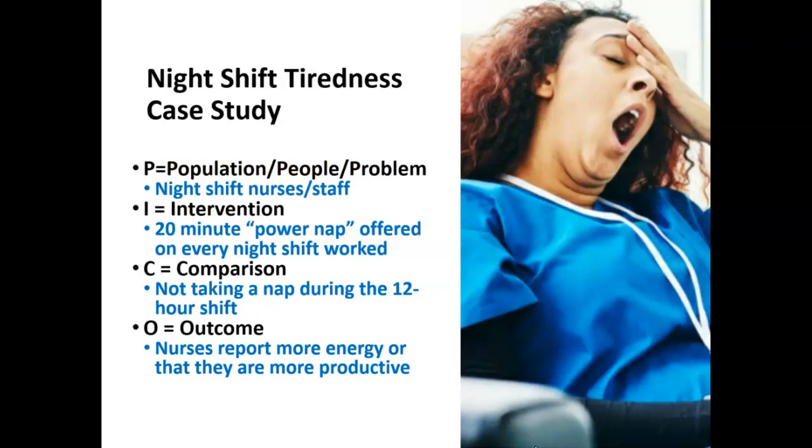The next one, the night shift tiredness case study. Population could have been the night shift nurses or staff. Interventions could have been 20-minute power nap offered on every night shift that you work. So every single person gets the opportunity of having a 20-minute power nap, compared to not having a nap during the 12-hour shift. And the outcome could have been nurses will report more energy and that they're more productive.